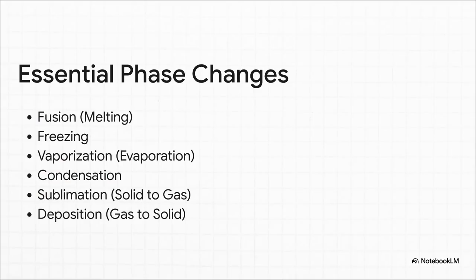Now, to navigate the rest of this unit, you absolutely need a specific vocabulary toolkit for these phase changes. Going from solid to liquid, that's fusion. Liquid back to solid is freezing. Liquid to gas is vaporization. Gas back to liquid is condensation. Like the water droplets forming on a cold soda can on a hot summer day. And then we have the direct jumps. Solid directly to gas is sublimation, and gas straight to solid is deposition. You're definitely going to want to lock these into your memory for sure.